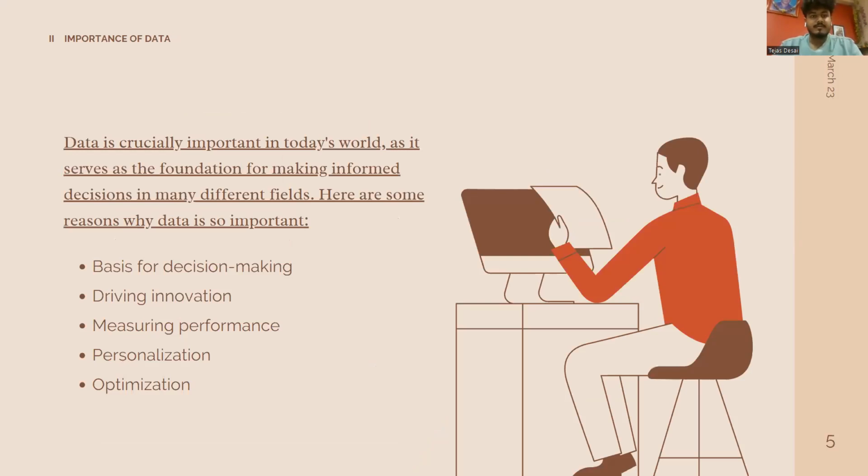So the next topic we are going to discuss is the importance of data. As we all know, data is very important in today's world, as it serves as the foundation for making informed decisions in many different fields. So here I have listed reasons why it is important. First reason is basis for decision making. Data provides the information that decision makers need to make informed choices, whether it's a business deciding which products to launch or a government agency deciding where to allocate resources. Data helps decision makers understand the situation and make the best possible decision.